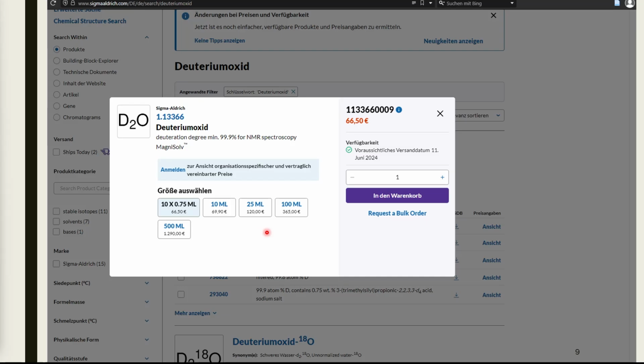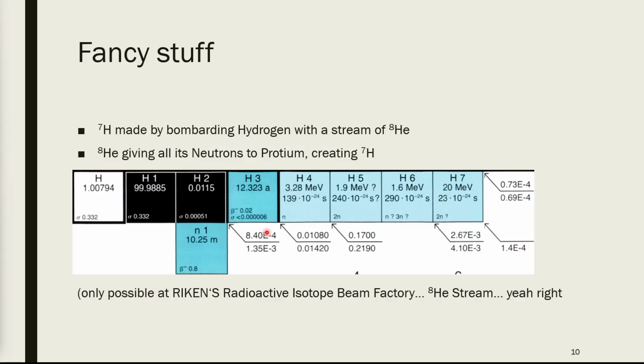And last but not least, the fancy stuff, H7. We were talking about the first hydrogen isotopes, but there are many more. For example, the heaviest one is H7. How do you even get H7? This has no fancy name, just to say that. It's made by bombarding normal hydrogen with a stream of helium-8.